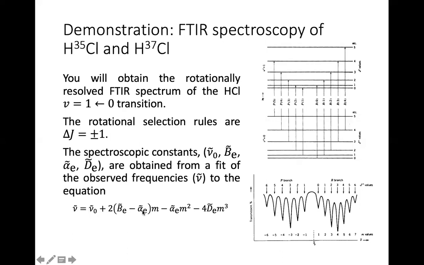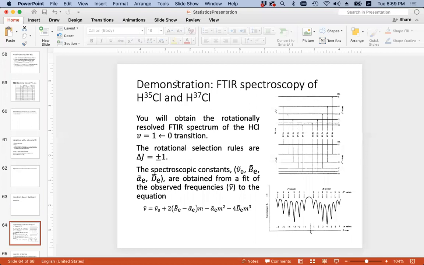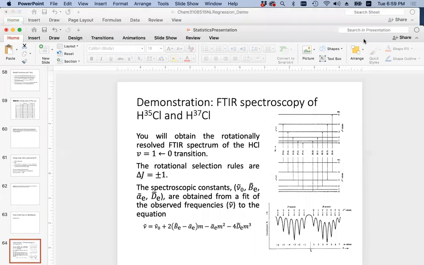And this equation is written as a function of m, where m is a parameter that is related to J. And you can look up in your lab manual how to calculate m based on the J value of the transition. Okay, I'm not going to go into that right now. It's explained very clearly in the lab manual. But I'll just show you a demonstration of how to analyze some of this data.